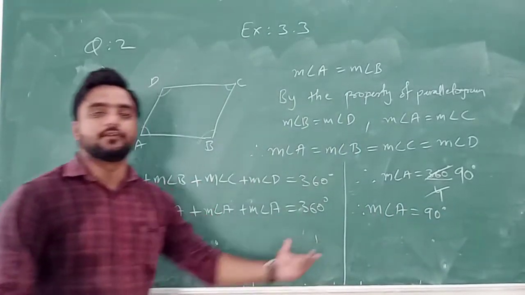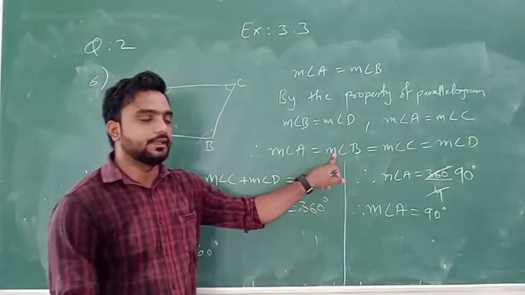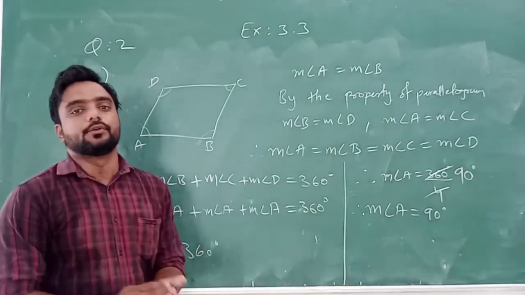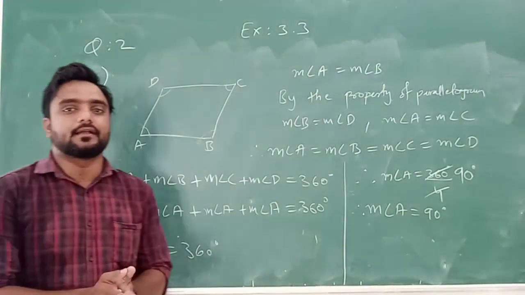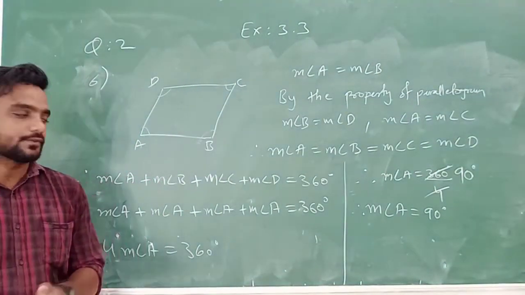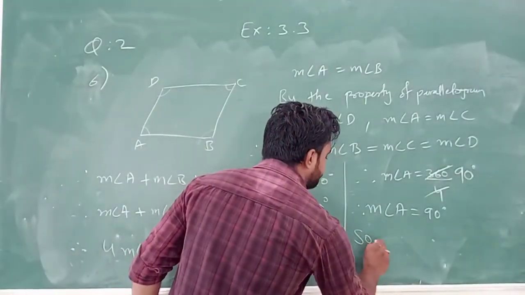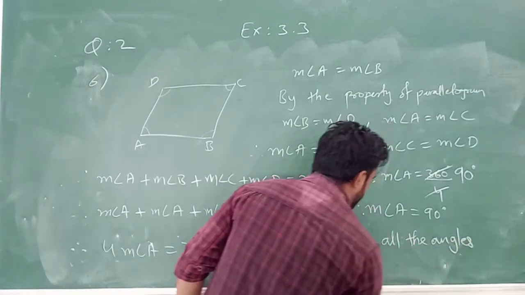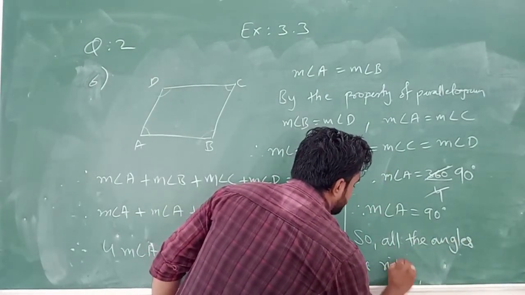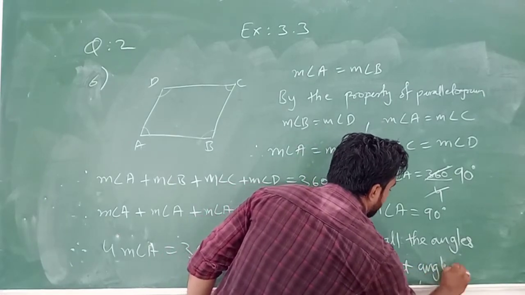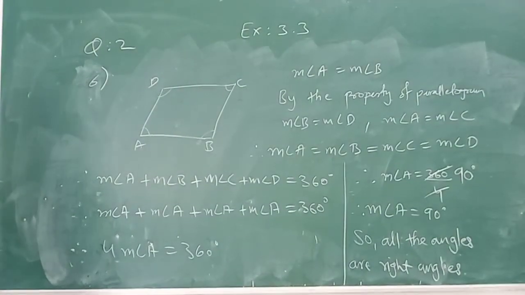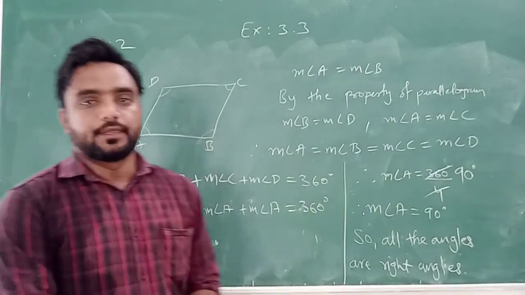अब measure angle A की वैल्यू 90 डिग्री है तो measure angle B की वैल्यू कितनी होगी? 90. Measure angle C की वैल्यू कितनी होगी? 90. And measure angle D की वैल्यू कितनी होगी? 90. Okay, and the 90 degree angle, that is which angle? Right angle. So you can write the answer that all the angles are right angles. सभी angles कैसे होंगे? Right angles होंगे. Understand or not? So this is the solution of the 6th question of exercise 3.3.